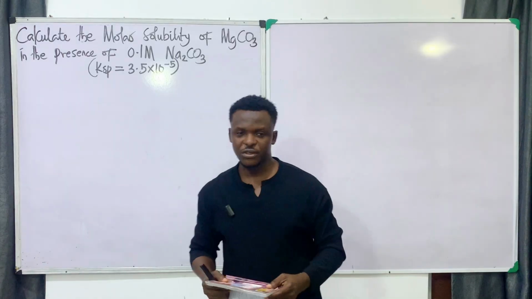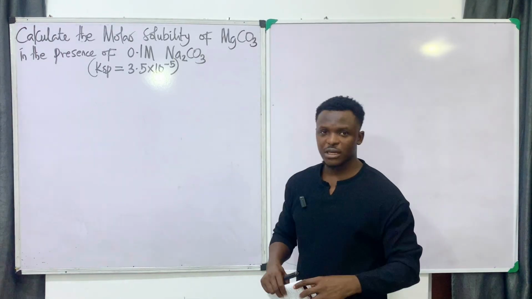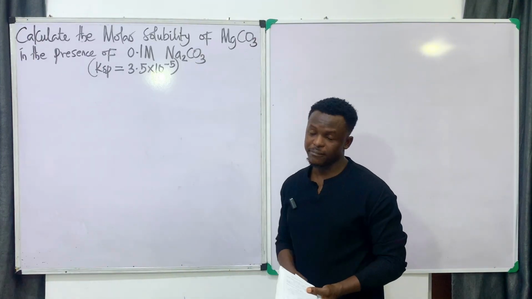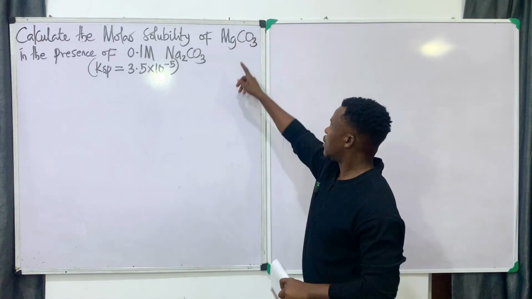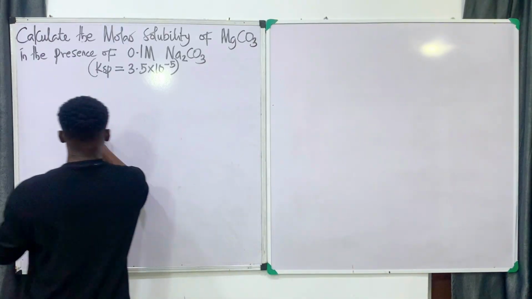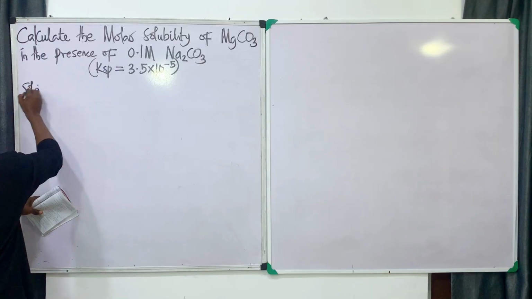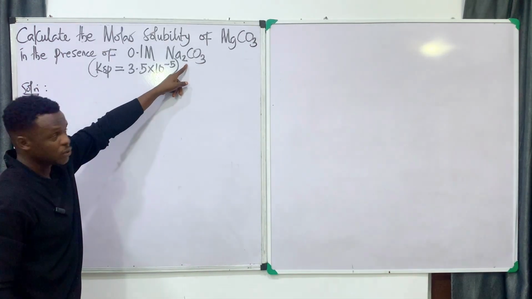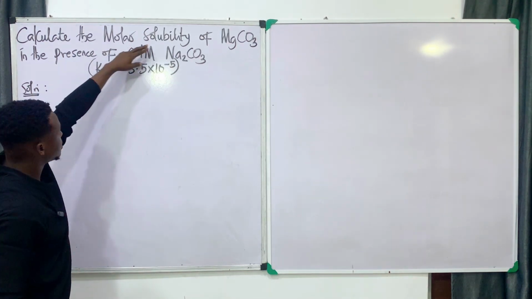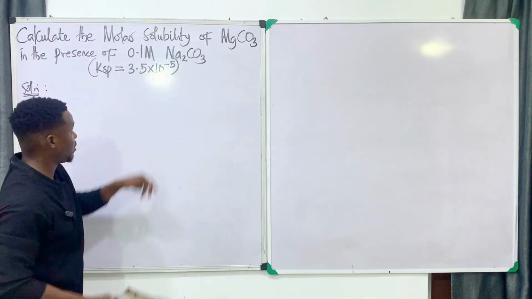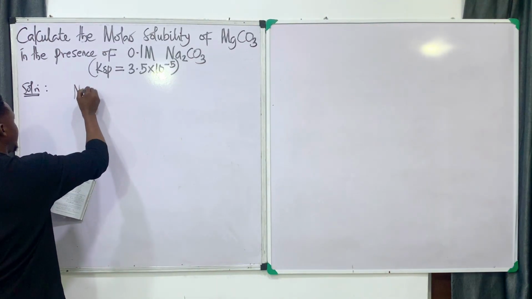Okay, we have another question here. So first and foremost, what I would like to do here is to first of all get to know the concentration of the common ion. Now we are asked to solve for the molar solubility of MgCO3. So I'll come here and say solution. I want this solving to be much shorter. Now this is the added salt, or what we are dissolving this MgCO3 in. So this is a salt we are dissolving this guy with. So we'll say Na2CO3.